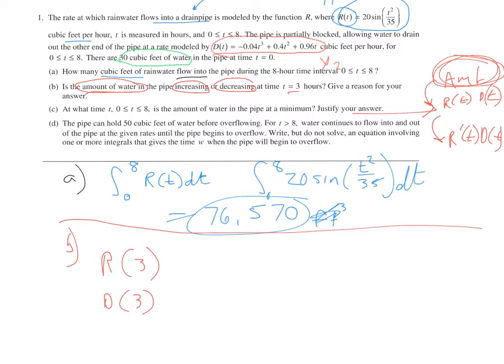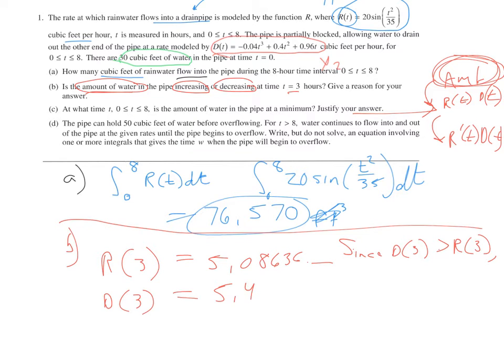So if you've already got y1 and y2 input in your calculator, I'll show you on the calculator, you just do y1 of 3, and we would get 5.08636 on and on. And for d of 3, we would get 5.4. So what we could say then is, since d of 3 is greater than r of 3, think about what that means. There's more draining than there is coming in, there's more flowing out than there is flowing in.